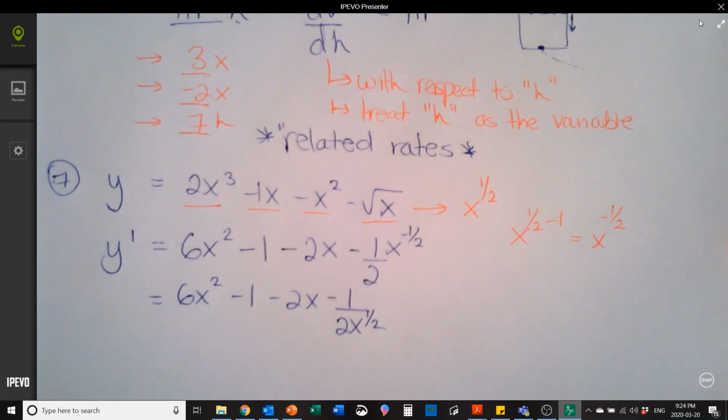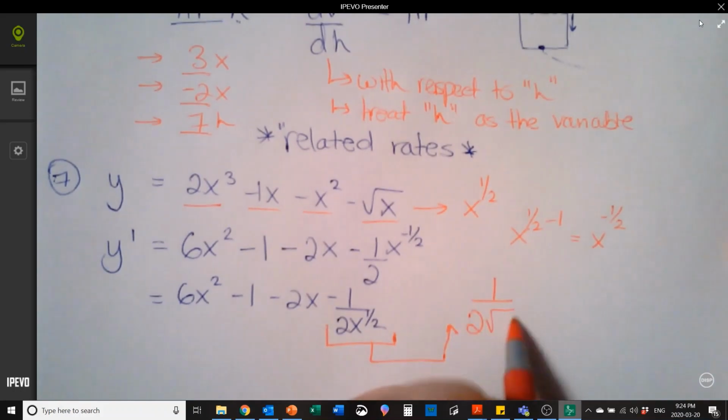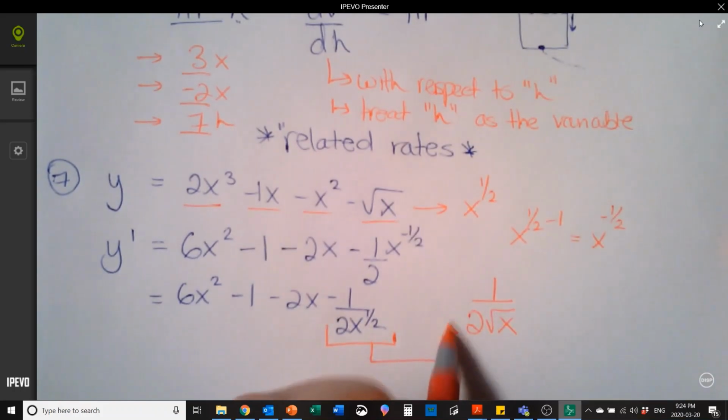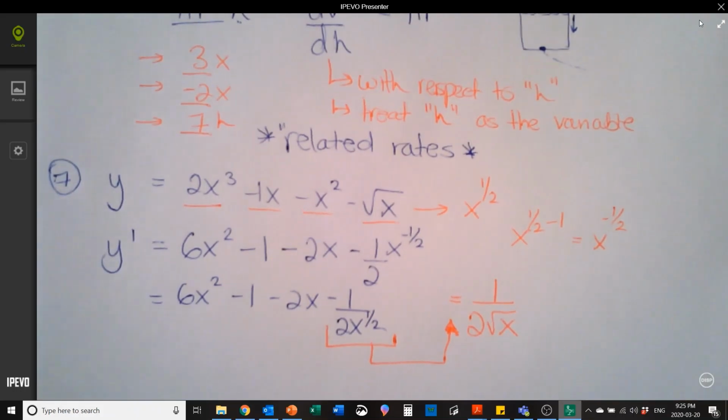If you want to change that to a root x, you're more than welcome to. So if you want to change this last term here, it can read 1 over 2 root x if you want. Okay, that's also the same thing. So even if you're dealing with roots, it can still do the same thing. It's still just a power. Bring it down to the front and reduce your power, even if it's a fraction, by 1.